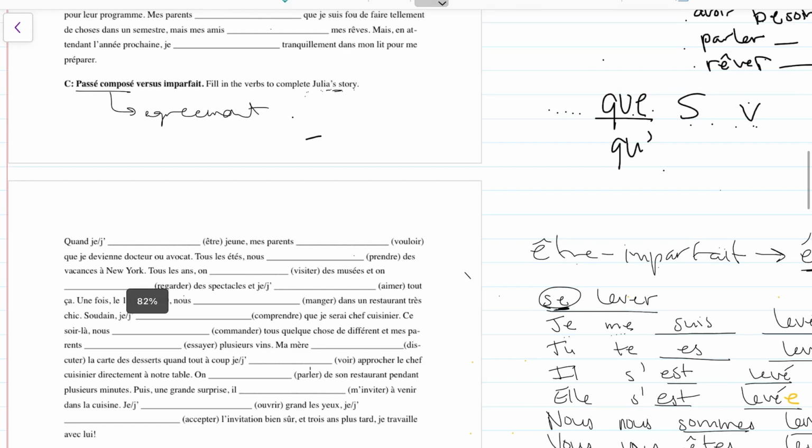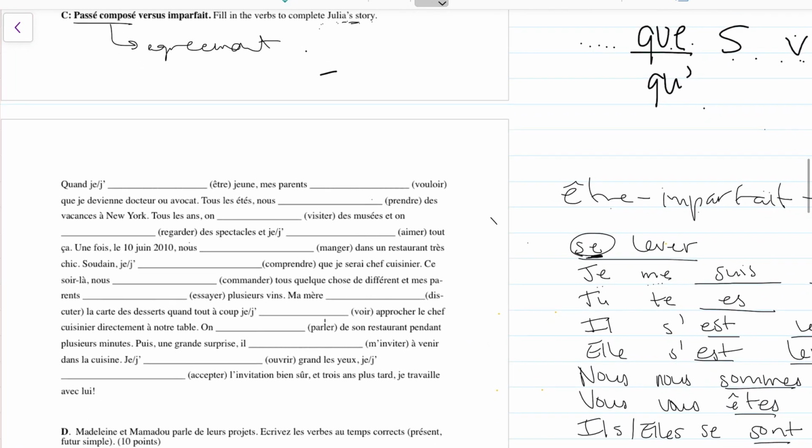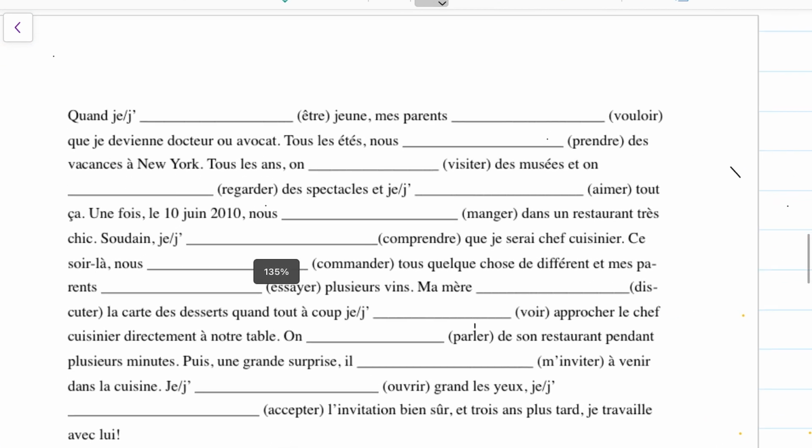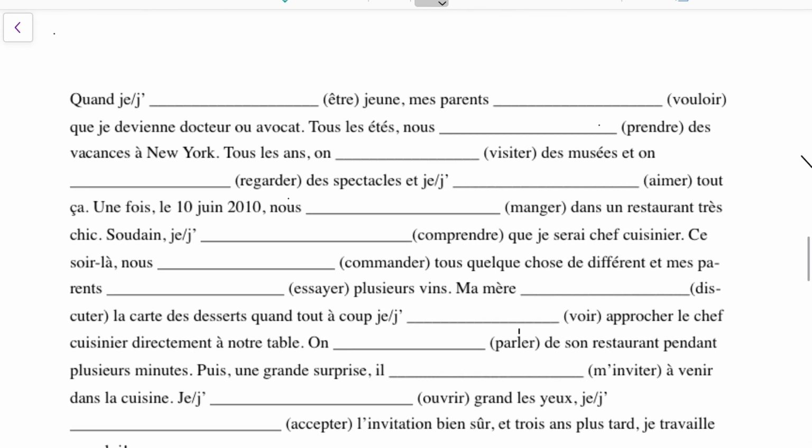So after you have maybe attempted to do this exercise on your own, you can pause the video, try it on your own, and then go back in. I will go through these and just note which ones are passé composé, which ones are imparfait. Then you can pause the video again, and then you can go back and try to conjugate them correctly. After which I will do it myself as well, so you can check your answers. So, trying this exercise right here. Pause the video now.